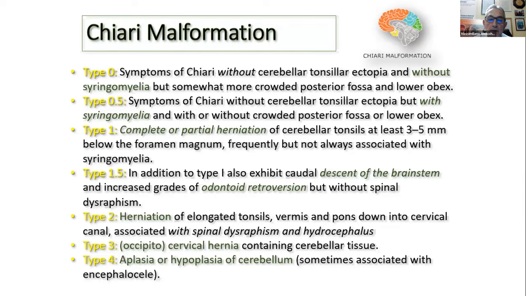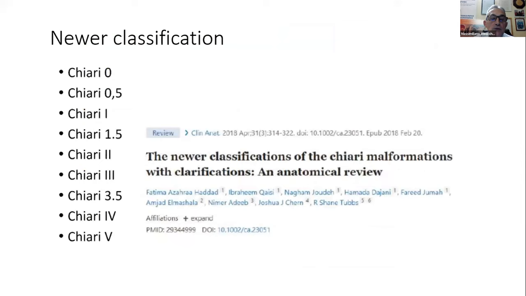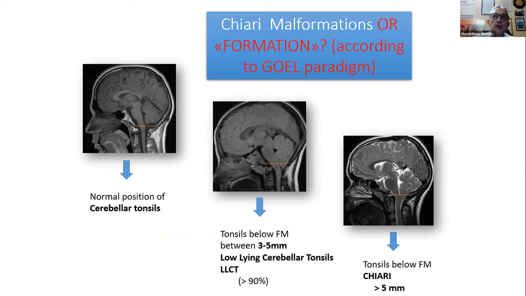Type 3 is an occipital cervical hernia containing cerebellar tissue; type 4 is aplasia or hypoplasia of the cerebellum. But we know that there are many other new definitions, up to Chiari 5, in order to further complicate this already challenging topic. You can see a very clear neuroradiological summary of what we have said.